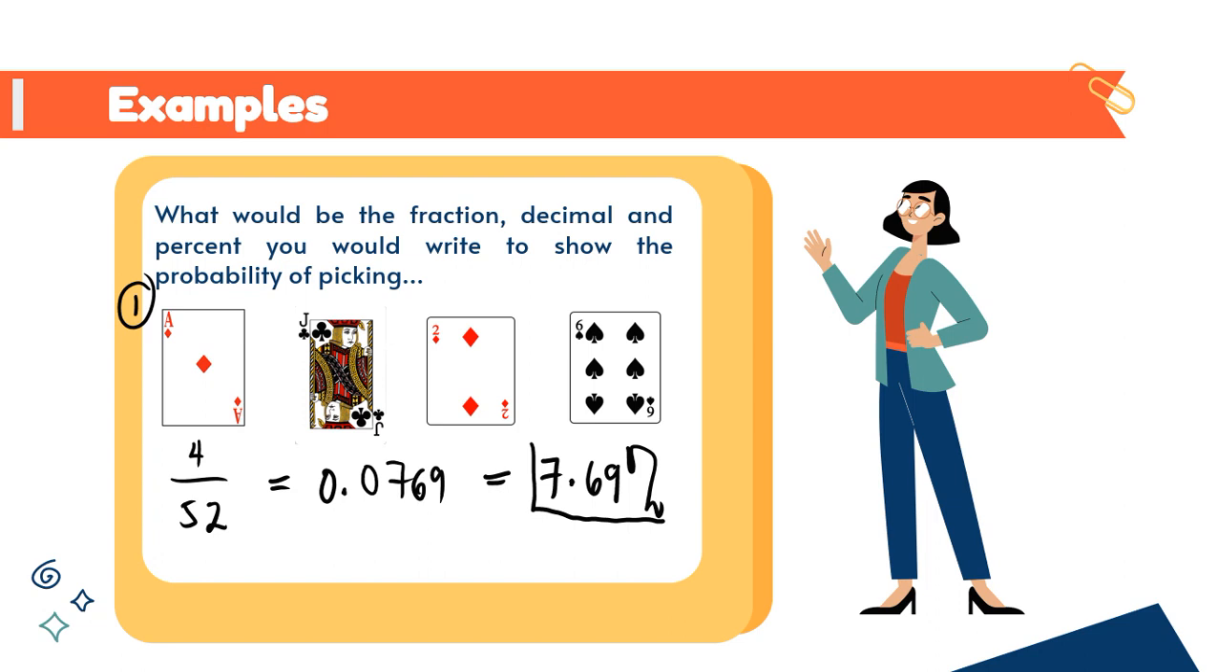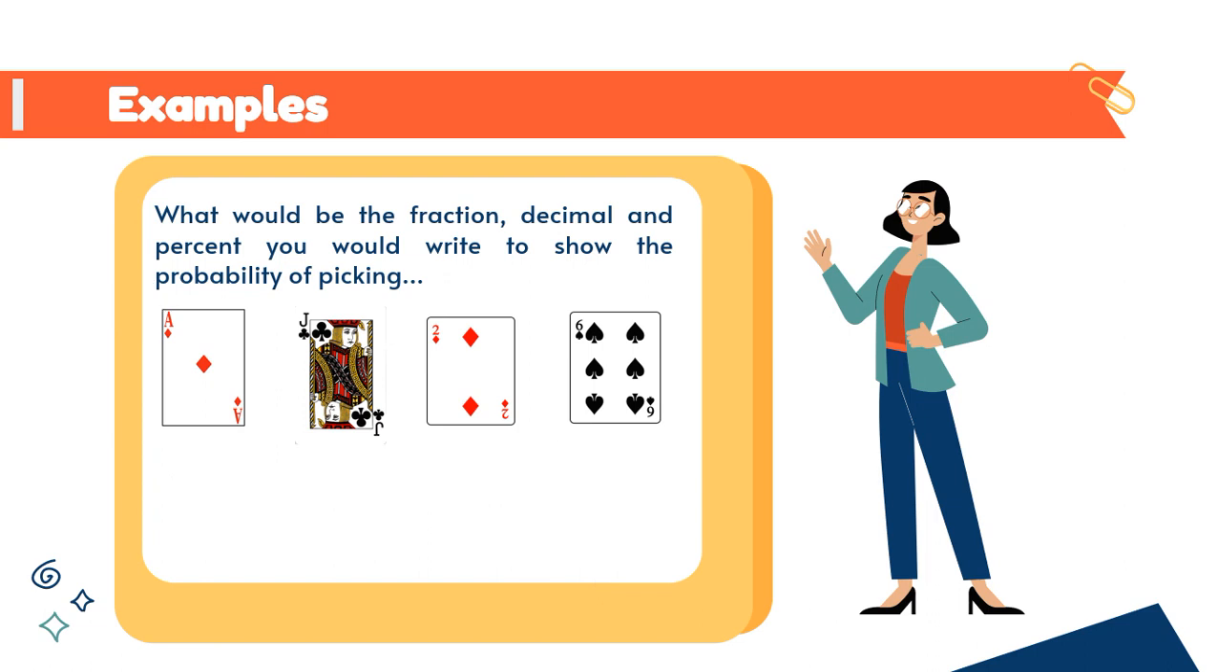So, now we got 7.69%. Let's identify where it falls on our probability line. Is it impossible, unlikely, even chance, likely, or certain? As you can see, 7.69 is in between 0 and 50, which is unlikely to happen.